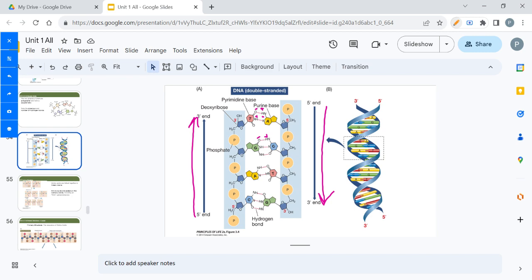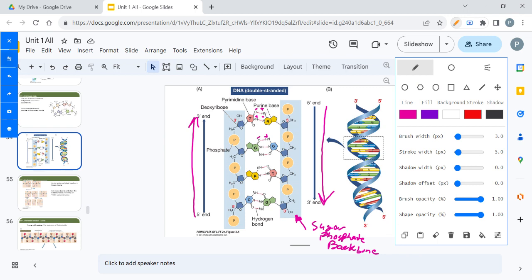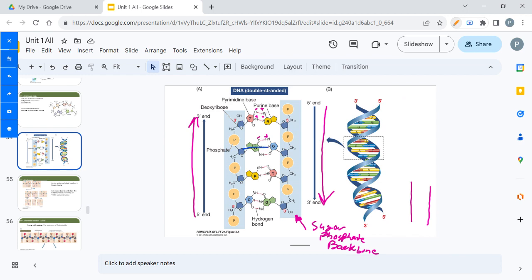We end up calling this the sugar phosphate backbone. We haven't really talked much about DNA, but this describes the sides of the ladder. If we have a ladder, these are the opposite sides of it. And then my hydrogen bonds are like the rungs of the ladder that we can see right here. So it looks like this. This is where your hydrogen bonds are, and this is how we have that DNA set up.